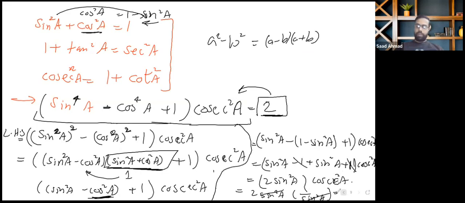Let me write it down. So the answer: we get 2 right here, because this and this cancel out. That's how we proved it equals 2 by using the identities. I know there are many things; I just went over many things very fast, but we can stop here.